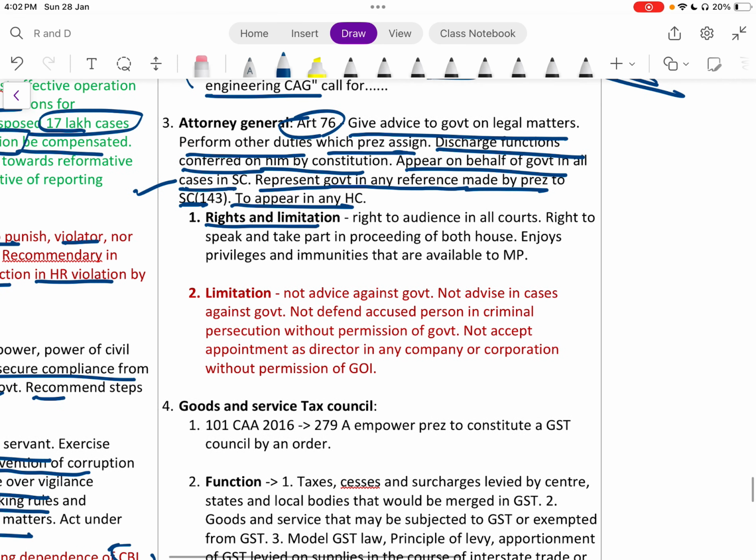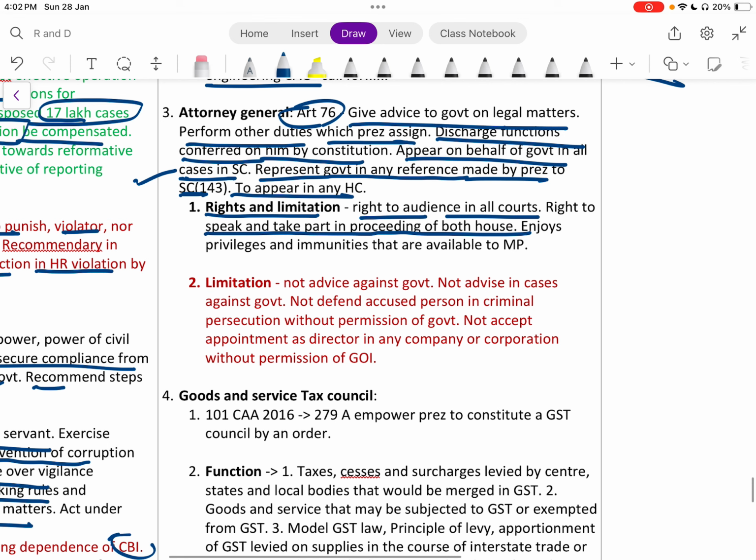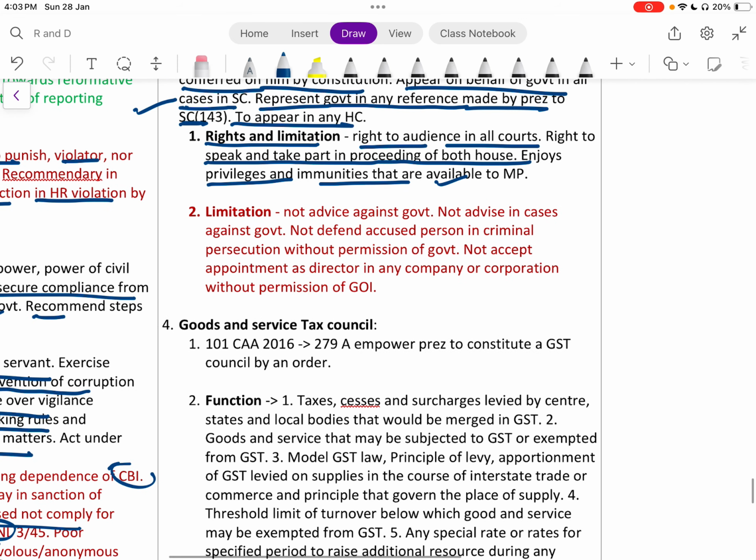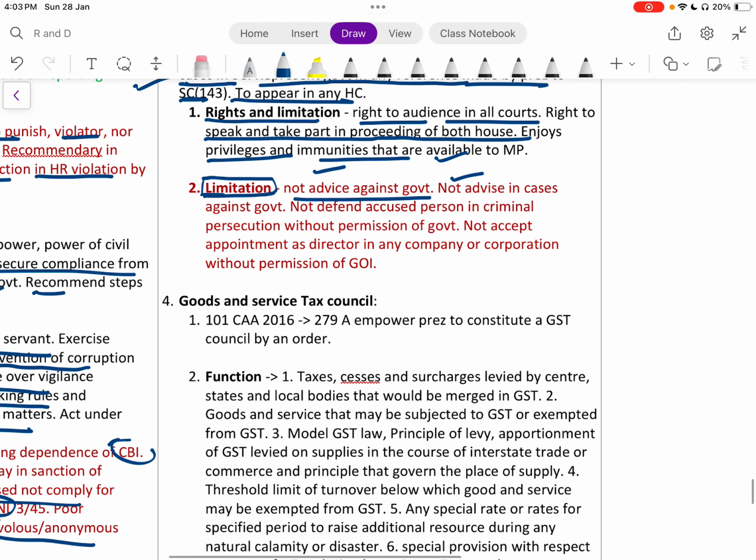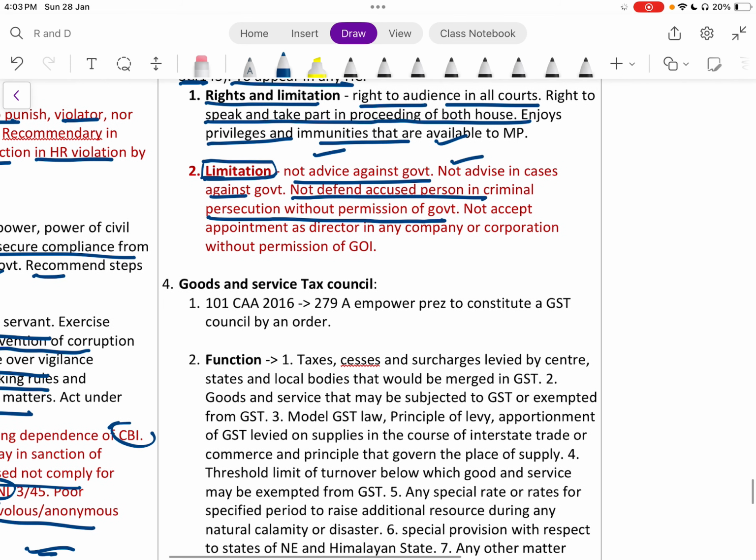Rights and limitations: right of audience in all courts, right to speak and take part in the proceedings of both Houses, and enjoy privileges and immunities that are available to MPs. What are the limitations? Not advise against the government, not advise in cases against the government, not defend an accused person in criminal prosecution without the permission of the government, not accept appointment as director in any company or corporation without the permission of the Government of India.